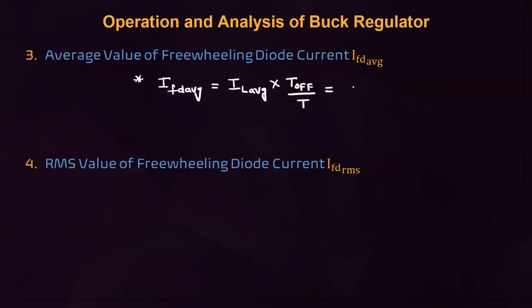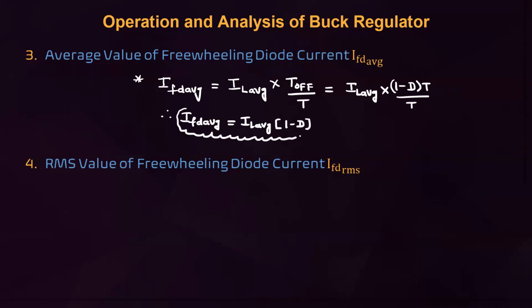Then what is IL average? IL average, that already you know. IL average into T off is 1 minus D into T, by T. T cancels. Therefore, the average value of freewheeling diode current equal to IL average into 1 minus D. This is the average value of freewheeling current.